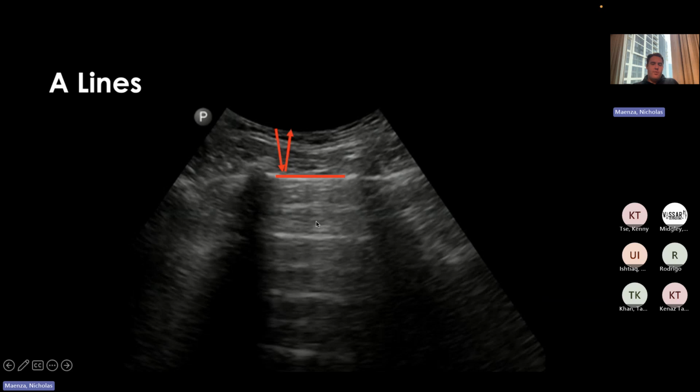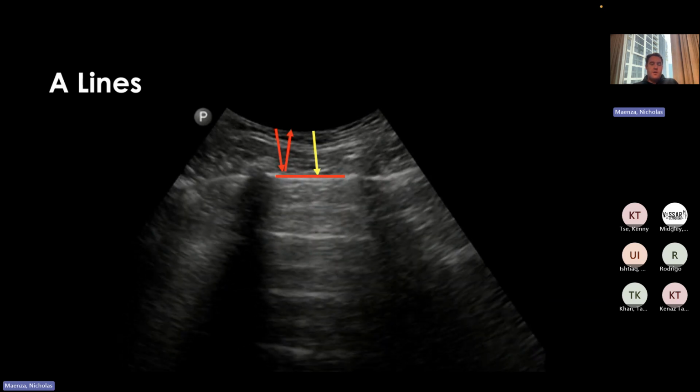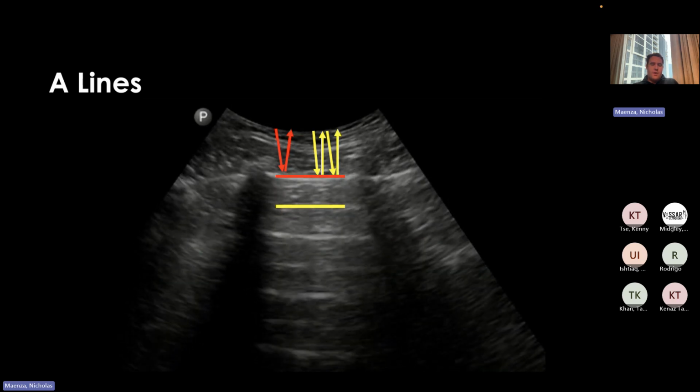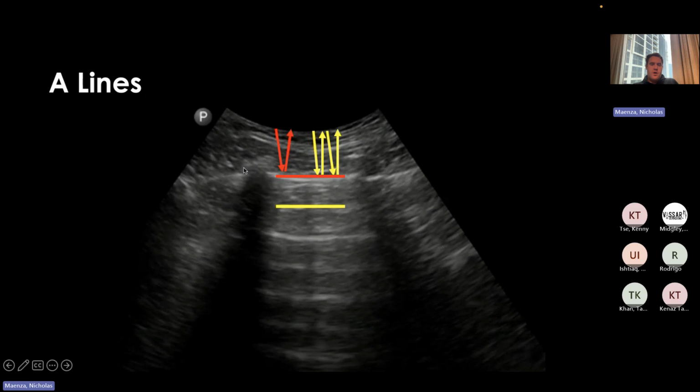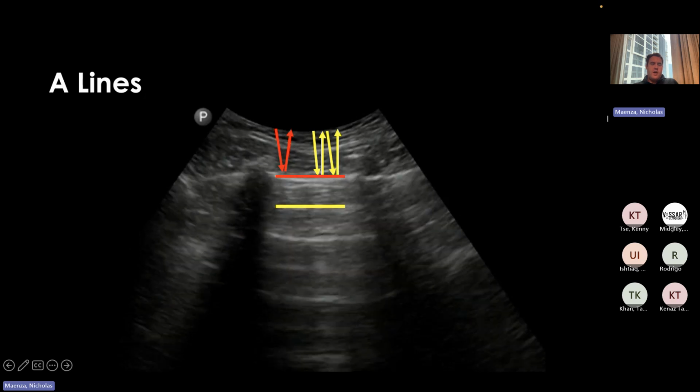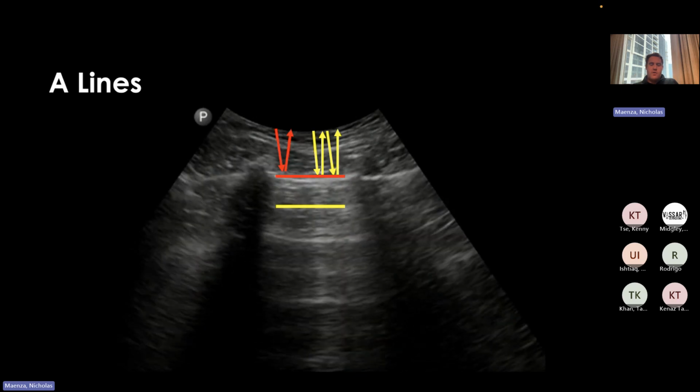A lines are these repeating lines underneath. Like right here, right here. Sound waves go down, hit that really reflective visceral and parietal pleura, bounce back to the probe, and then bounce back and forth a second time and create the second image right there. So it's kind of like a feedback loop. If it bounces back and forth twice, you get the second line. If it bounces back and forth three times, you get the third line. So these repeating lines down here, all the way down to the bottom of the screen, are just normal A lines. Those are normal, aerated lung. It's just that feedback loop of sound getting stuck between the transducer and the pleura.